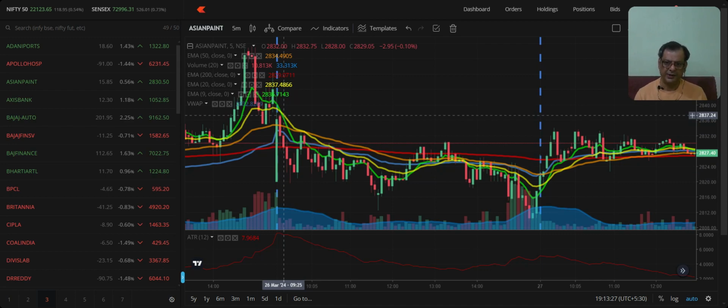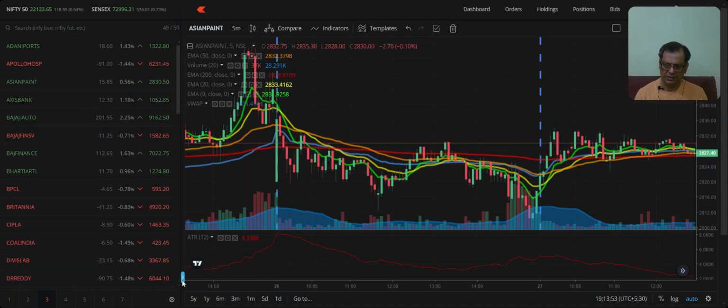If you look at this bar, open is almost equal to high, and the close is just 1 rupee 5 paisa above the low. There's a small wick here. Again, there's a big wick here. So not much going on here. And you have your first leg down.